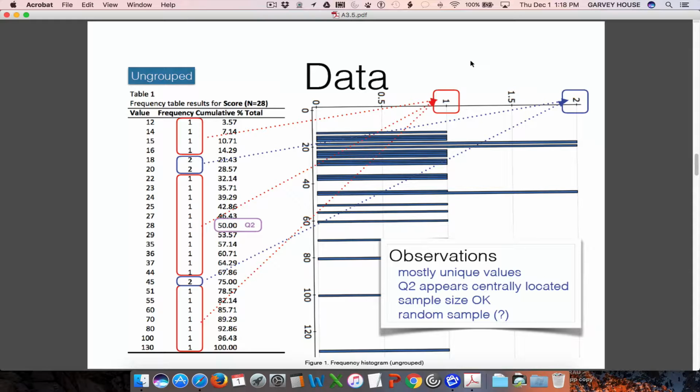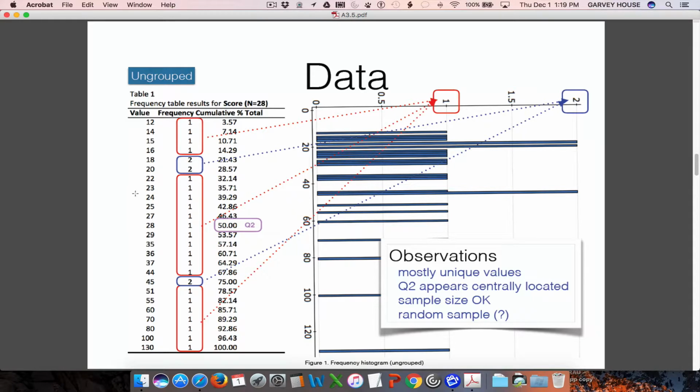You also want to look at the 50th percentile, which is called Q2. Q1 is the 25th percentile, and Q3 is the 75th percentile. What I want to look at here is, is Q2 in the middle of the distribution? And it appears to be. So that gives me some insight.